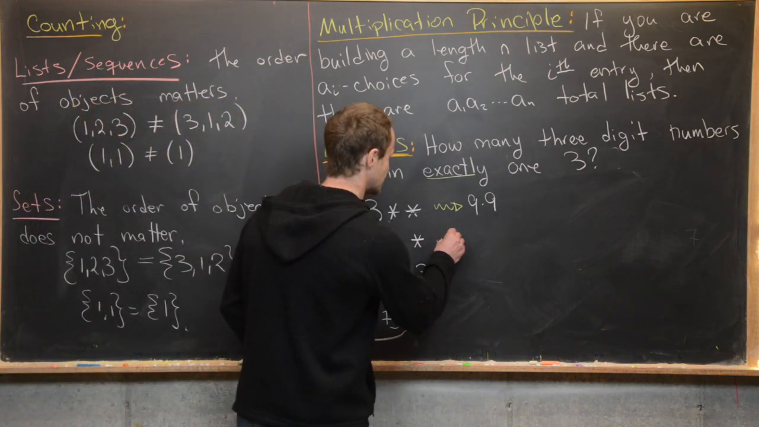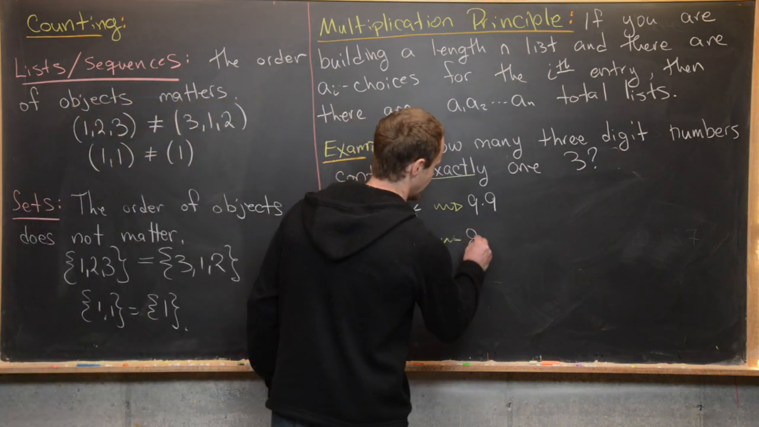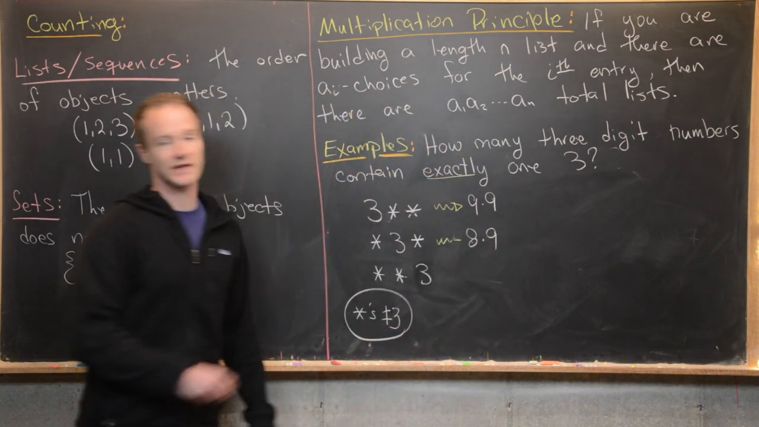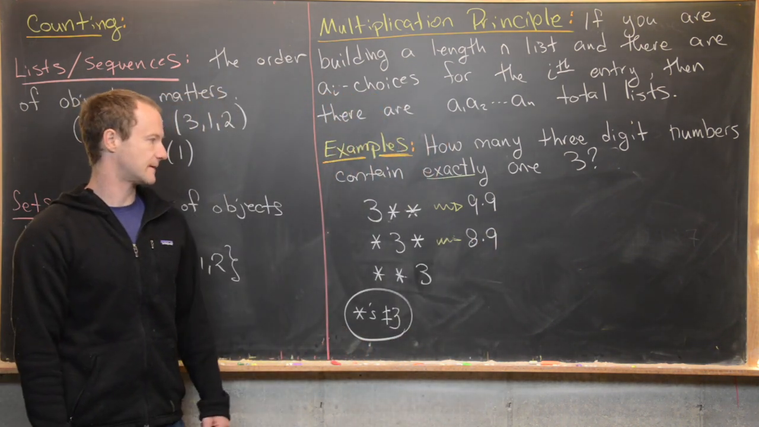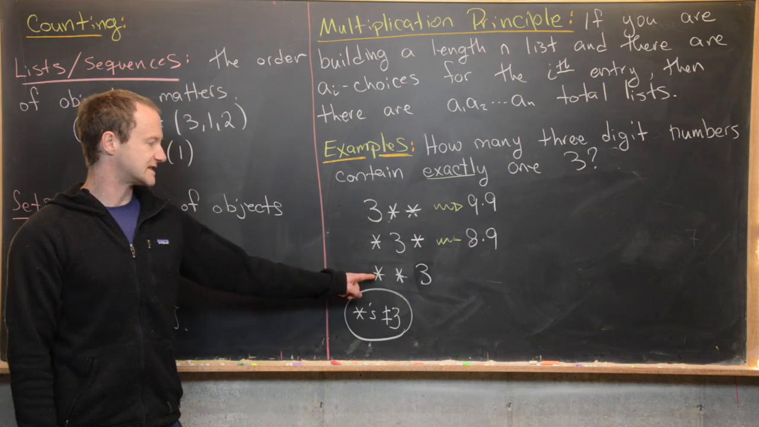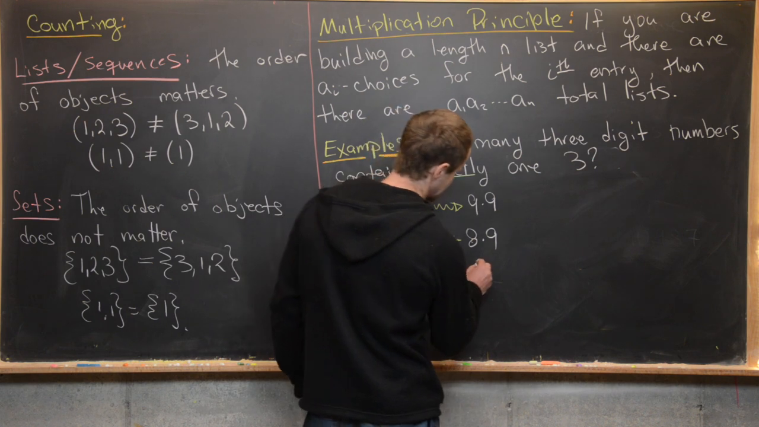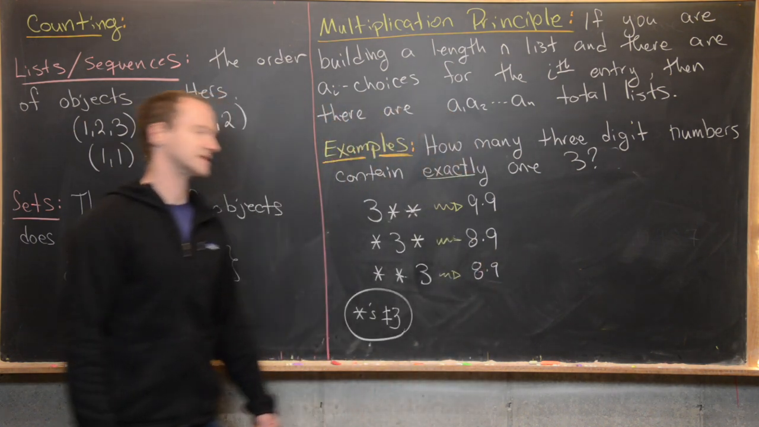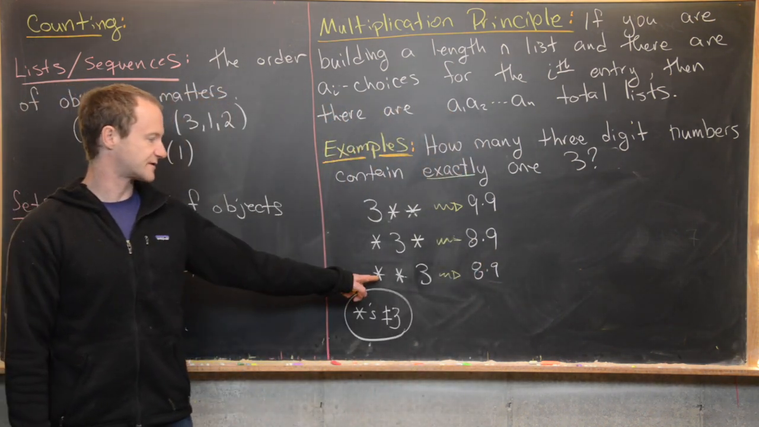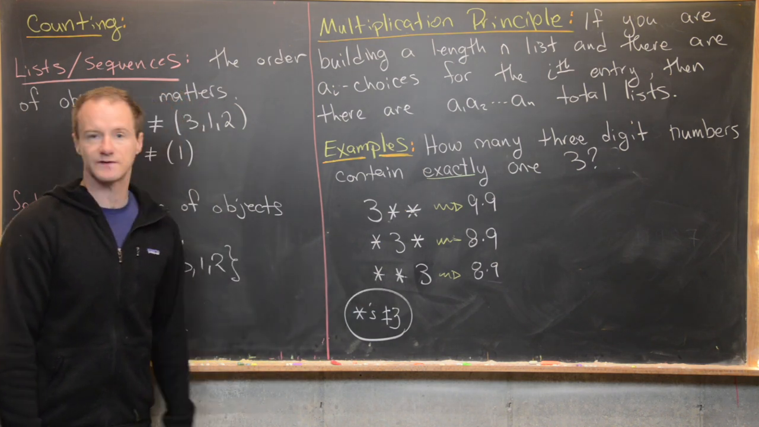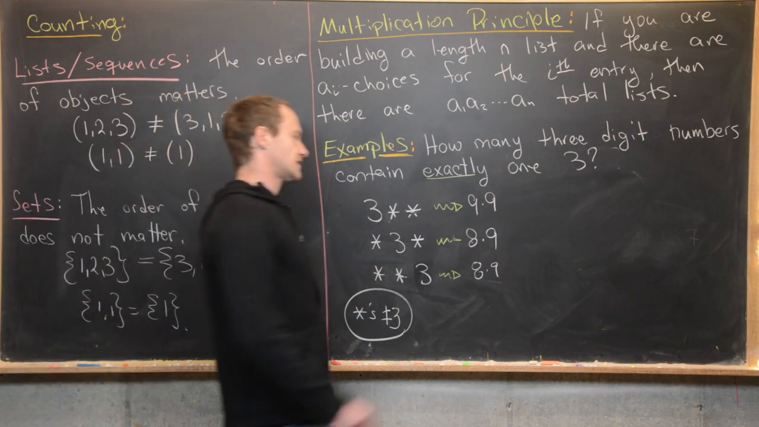So that's only 8 choices. But then in the ones digit, we also have 8 choices, or 9 choices, I should say. And then this is exactly similar to the one above. So here we get 8 times 9 choices for that as well. So 8 choices for the 100 spot and 9 choices for the tens spot.